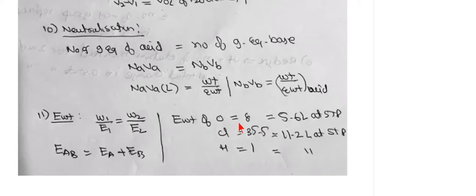Equivalent weight of oxygen is 8, which in terms of volume is 5.6 liters at STP. Chlorine 35.5, 11.2 liters at STP. Hydrogen 1, that is 11.2 liters at STP. That is the equivalent. Other than that, some other formulas will be useful while doing the questions.